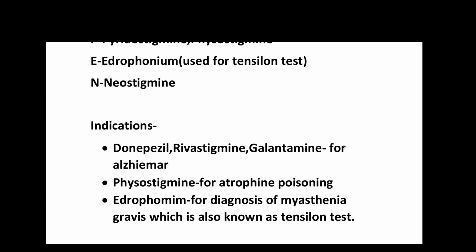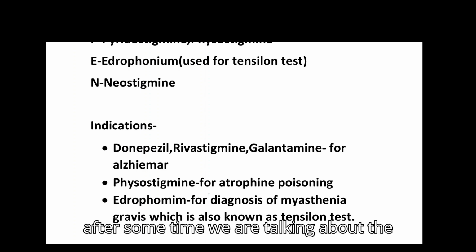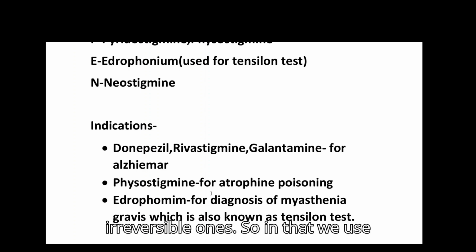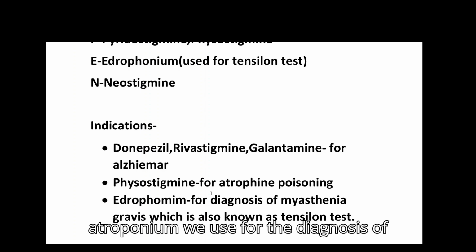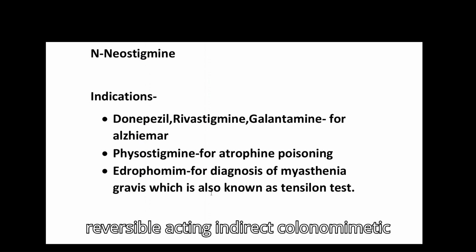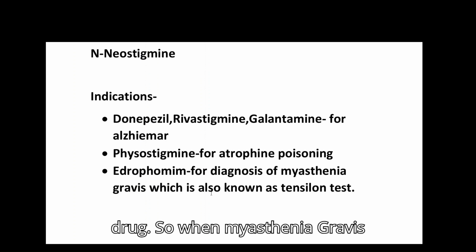After some time we will talk about cholinomimetic poisoning as well, for the irreversible ones. In that we use atropine and pralidoxime. But if it is atropine poisoning, we use the contrary, physostigmine. We'll talk about more, but edrophonium we use for the diagnosis of myasthenia gravis. This is a short acting reversible indirect cholinomimetic drug.